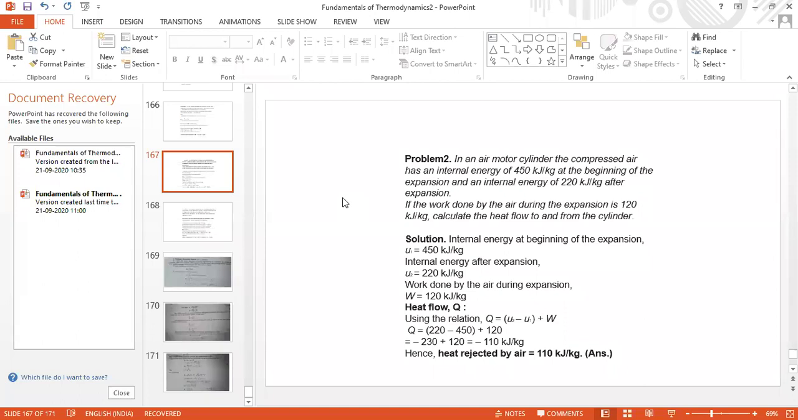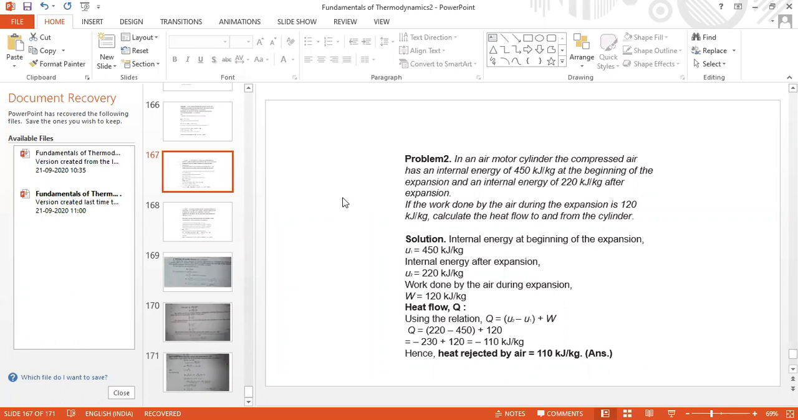You have to underline this. Internal energy of 450 kilojoule per kg at the beginning means U1. In the place of du, or in the place of U2 minus U1, the value for the internal energy given here is, at the beginning of the expansion, 450, and an internal energy of 220 kilojoule after expansion. That means after the process is over.